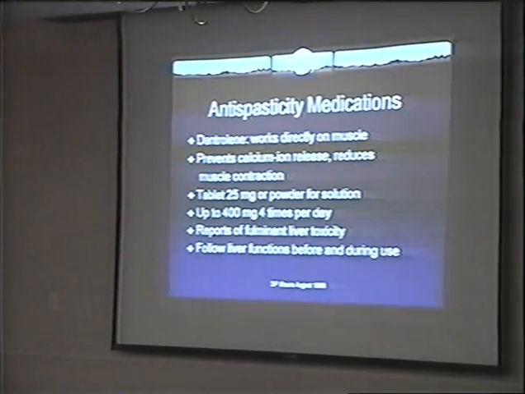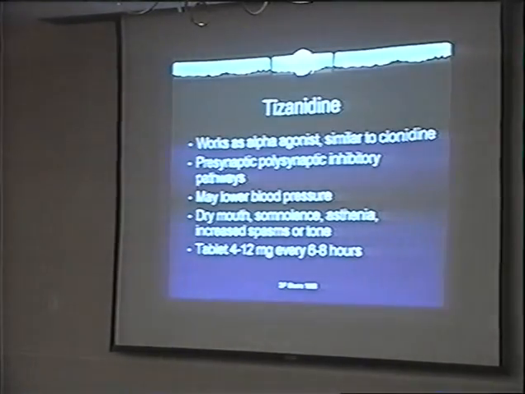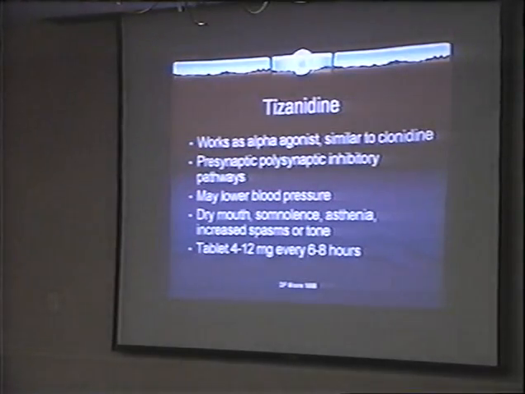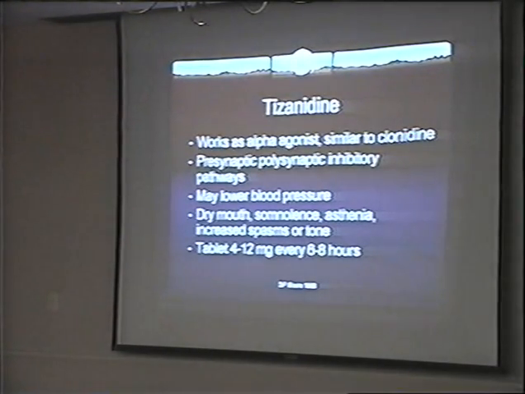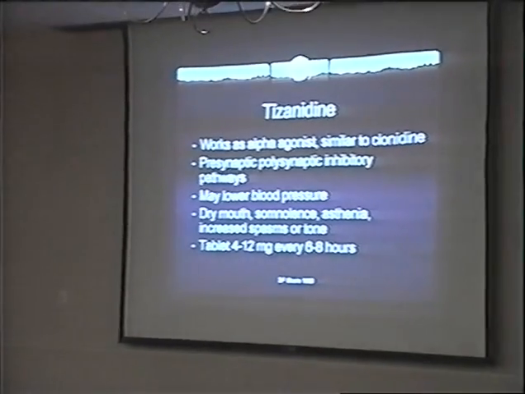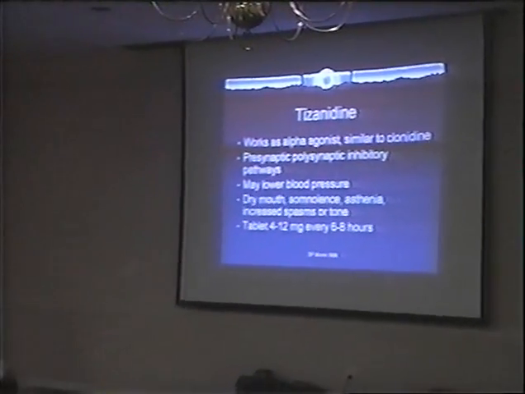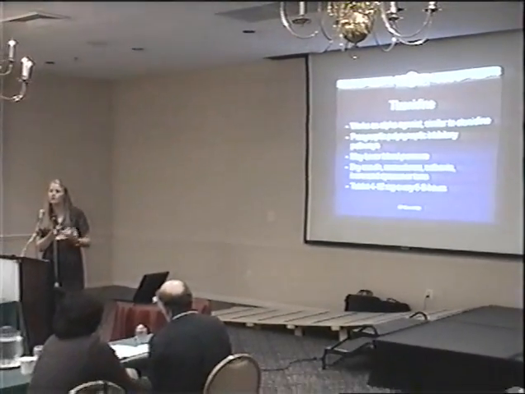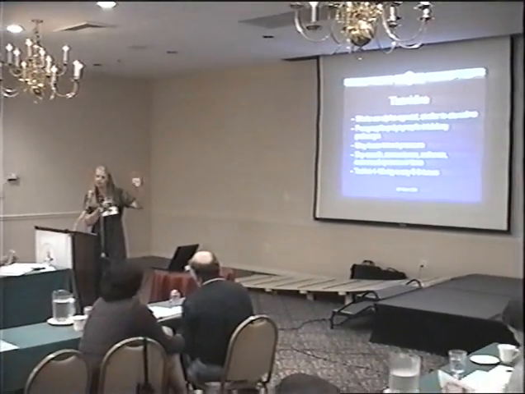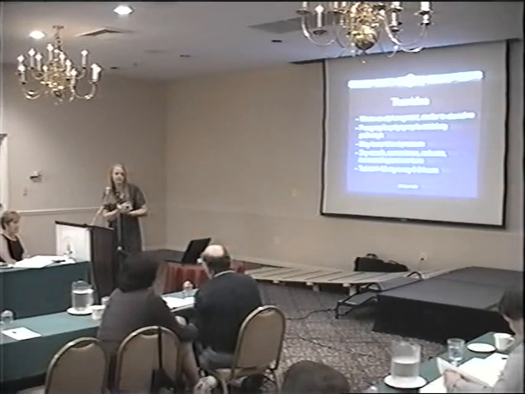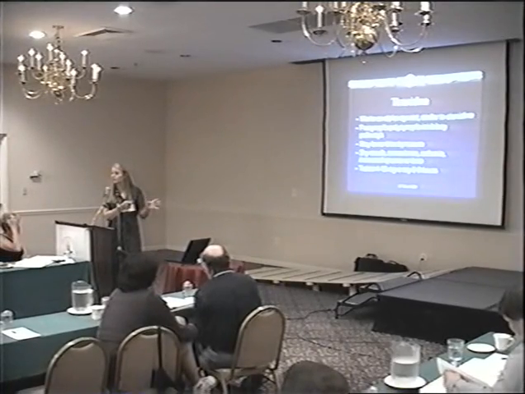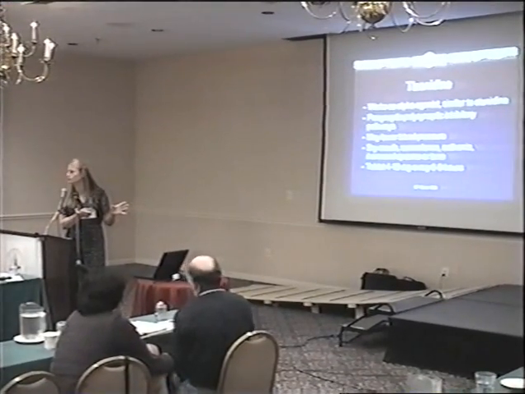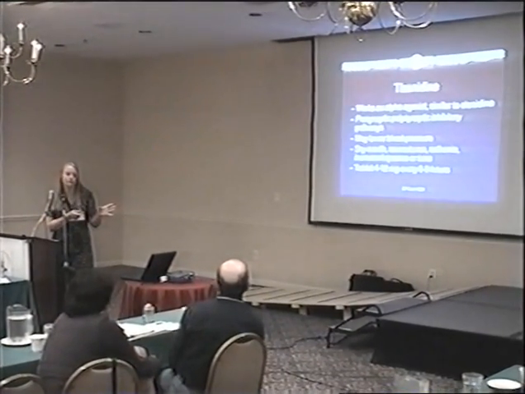A newer medication is called Tizanidine, and it's very similar to the blood pressure medicine that Dr. Barnes talked about, which is clonidine. It's very similar. It's called an alpha agonist. And what it does is it probably inhibits, again, from above, so it's a central nervous system drug. But because it's like a blood pressure medicine, it actually is a blood pressure medicine, and it can lower the blood pressure. So you have to be a little careful about that one as well.